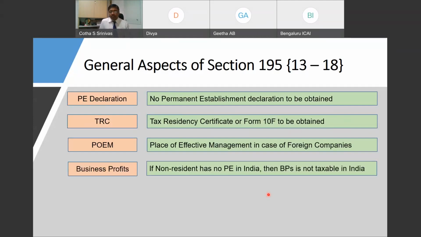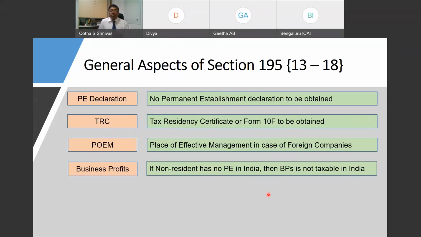Business profits. Usually, as per the DTA, we have a relief where it is in the nature of business profits, and if that particular entity doesn't have a PE in India, that business profit will not be subject to tax in the other contracting state.